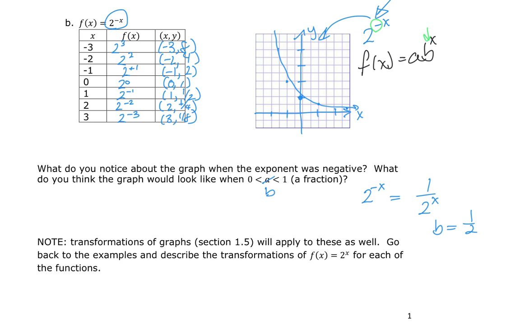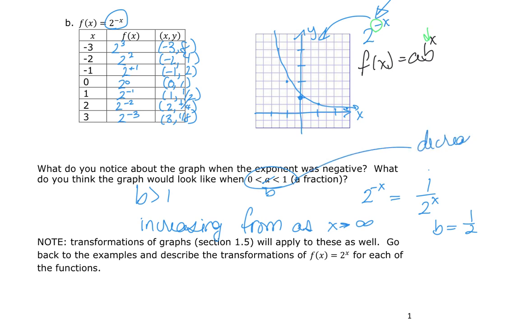And then when my base is bigger than 1, so my b is bigger than 1, I'm going to be increasing left to right as x goes to positive infinity. Let me use the correct mathematical information here. And then, of course, we know that when b is in this form, it is decreasing as x goes to infinity.